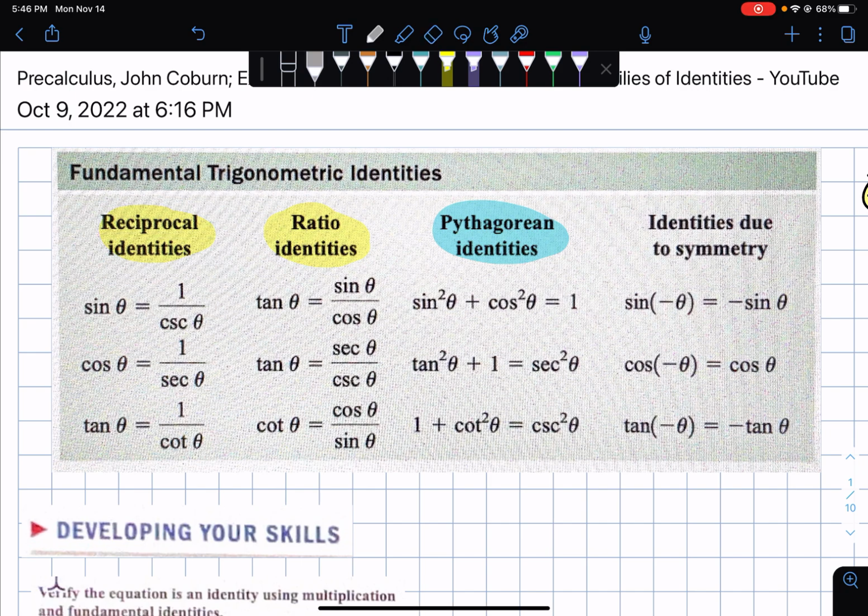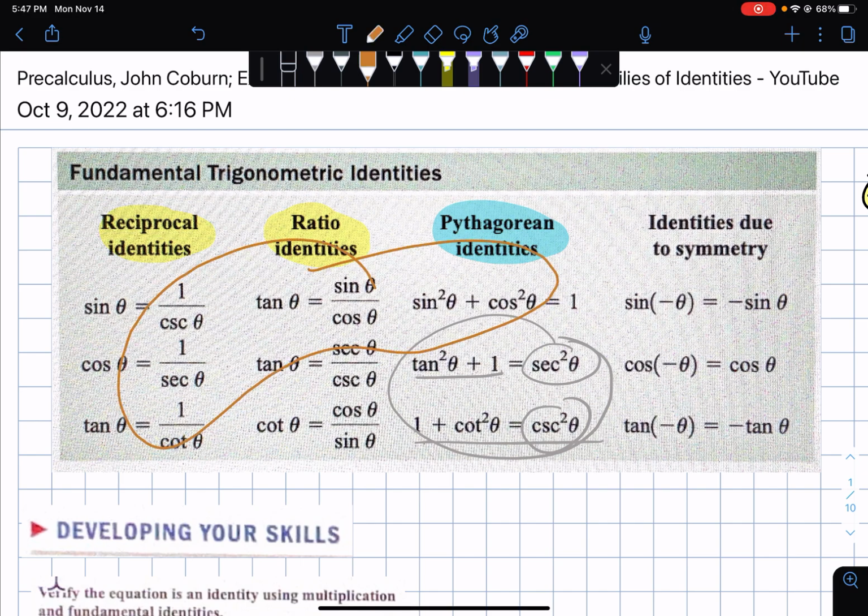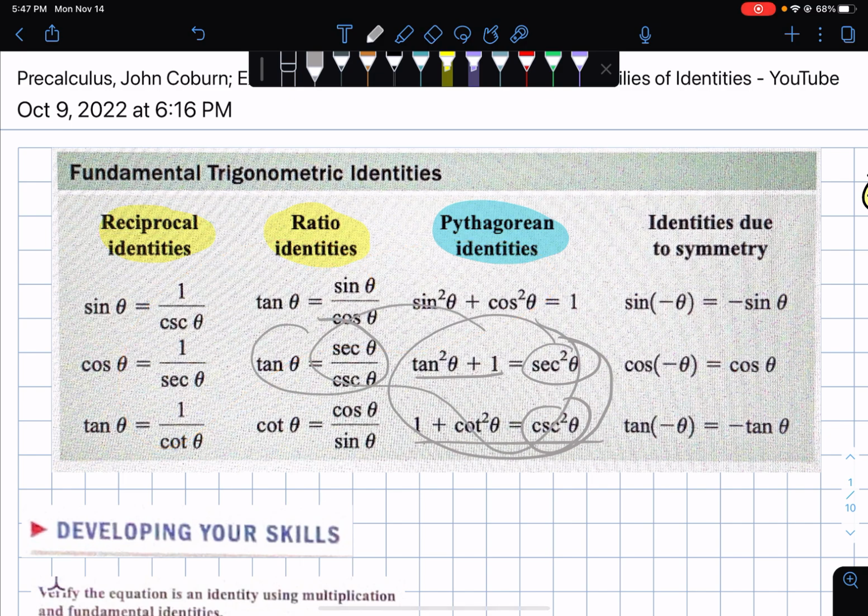Of course, you also have tangent raised to 2 theta plus 1 is equal to secant raised to 2 theta. That also goes with this: 1 plus cotangent raised to 2 theta is equal to cosecant raised to 2 theta. You might want to take note of these. The rest is pretty easy to memorize soon, except these three, which are pretty difficult to memorize in my opinion. You might want to take note of them.